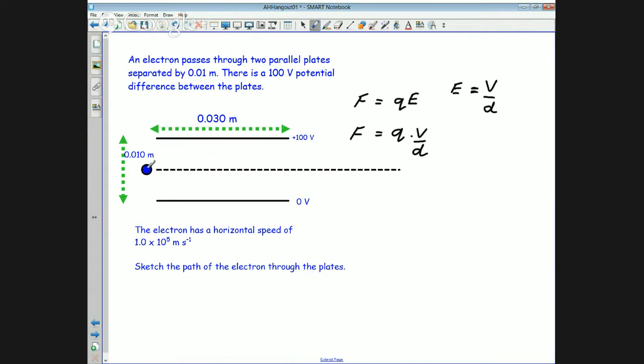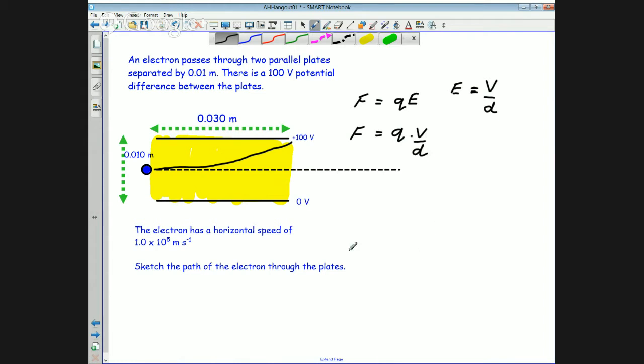Now, the path of the electron then would be one where it would start to move up in a curve like that until it left the electric field area. So as long as it's in this area in here, it's going to experience that force applied to it, and the force is going to sweep it up like an arc or a parabola, to be more exact, from here all the way up to there. And the force it experiences is given by Q, the charge on the electron, times the potential difference, which in this case is going to be 100 volts, divided by the distance between the two plates, which is 0.01 meters.